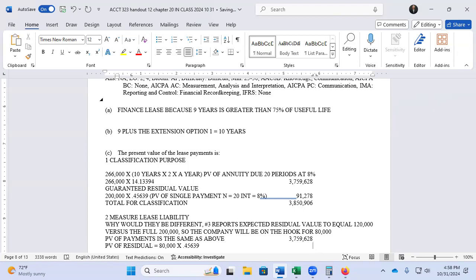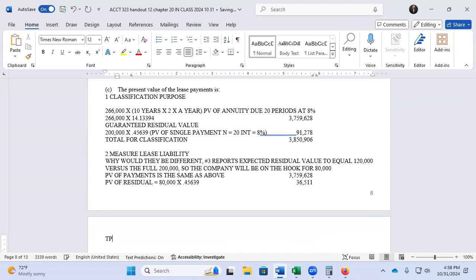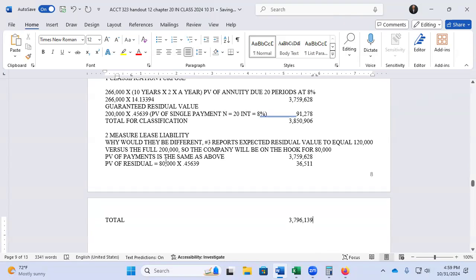And so that amount was 36,511. And so our total liability there is 3,796,139.